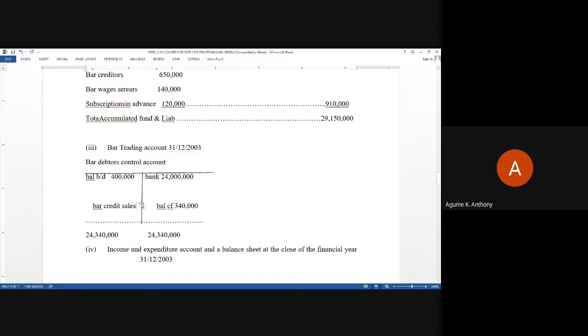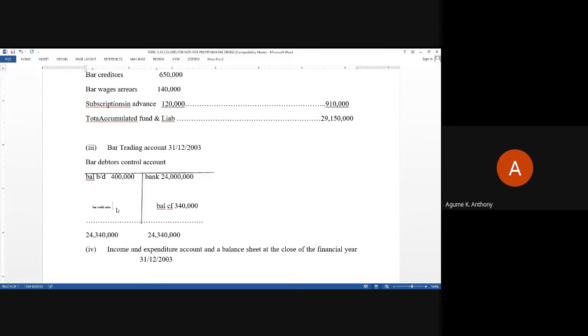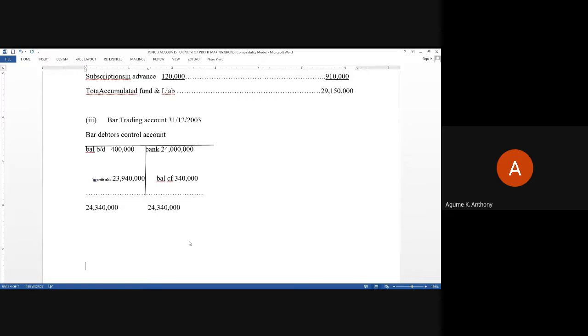This figure for bar credit sales is, so that we get 24,340 minus 400. That is 23,940,000. That is my figure for bar credit sales. Okay. So having determined that, I need also to know the purchases.